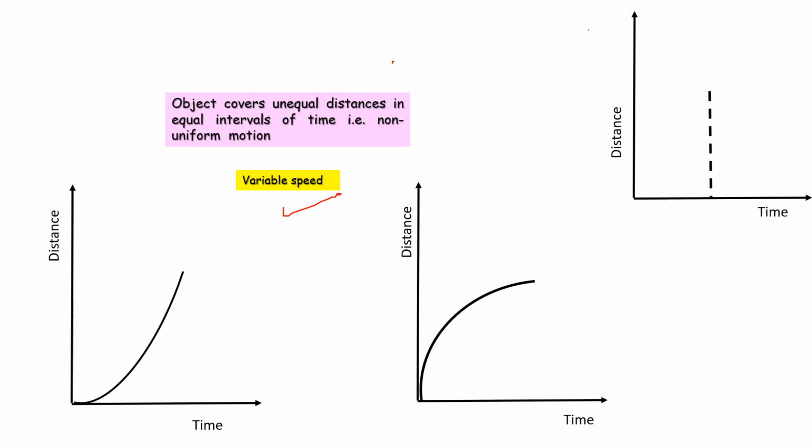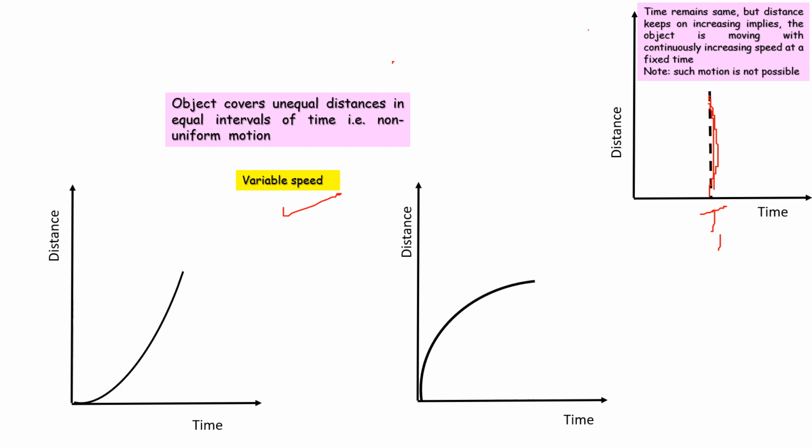Now one more type of graph you can have for your exam. This is distance versus time. Now what does this graph say is that at particular time, say t1, the object is continuously moving at one particular time, say at 3 p.m. in the afternoon, the object is continuously increasing its distance at one particular time.